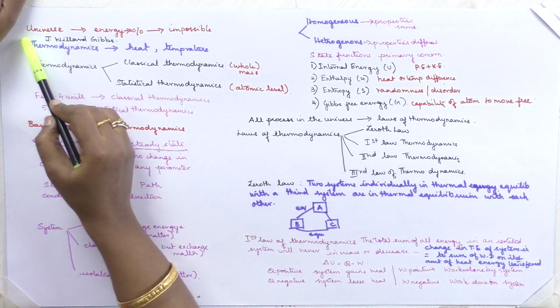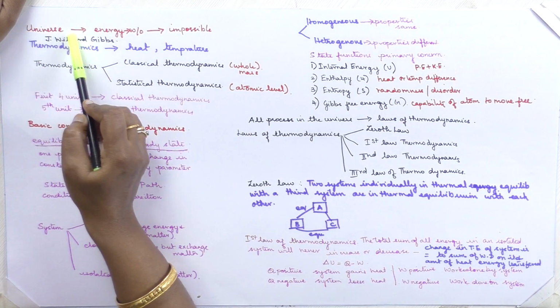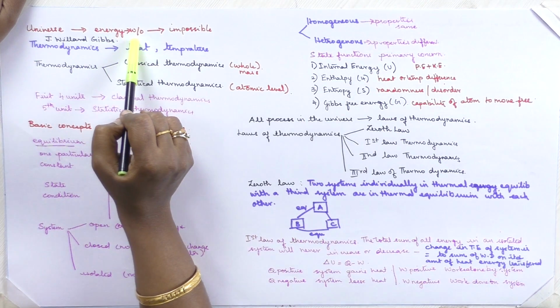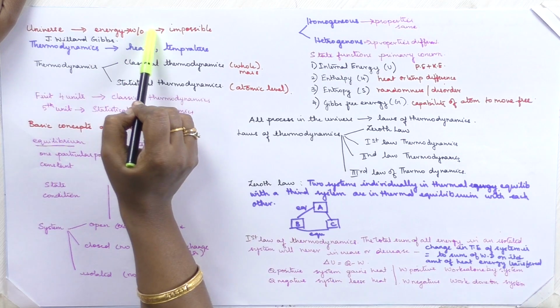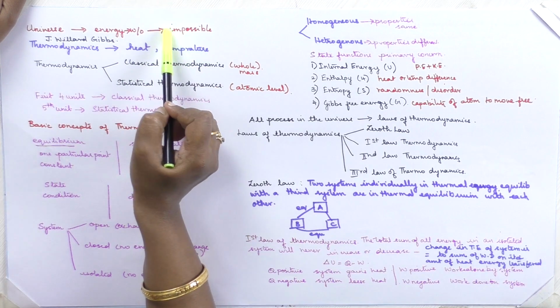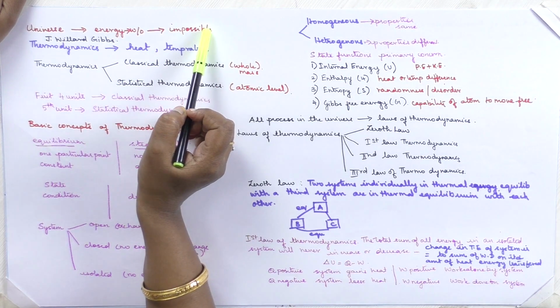So now we will look at the universe. The universe is fully made up of energy, and without energy the universe cannot go on, as it is impossible. So first of all, before going to the class, I would also like to give you the founder of chemical engineering thermodynamics. He is J. Willard Gibbs. He is the founder of chemical engineering thermodynamics.